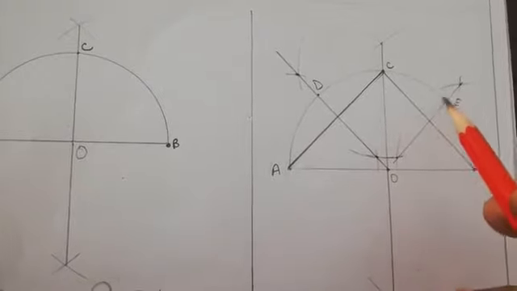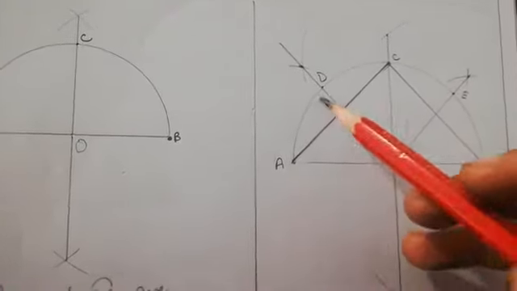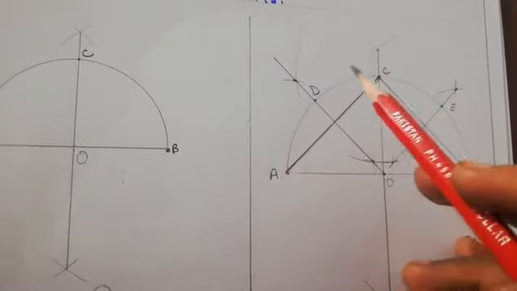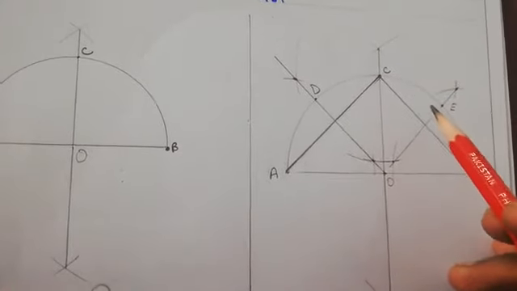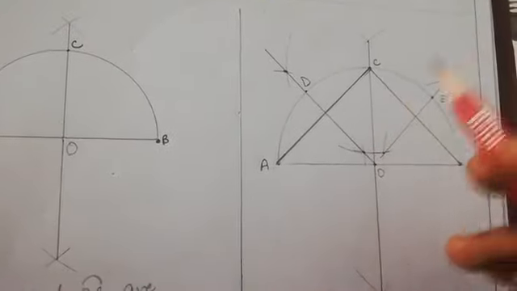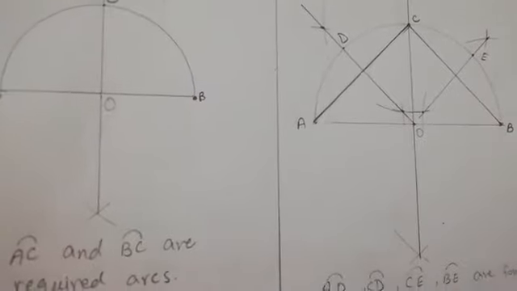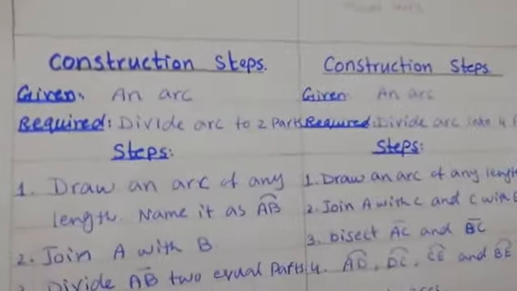And now after getting the perpendicular bisector, we have the four equal parts of the arc. This is arc AD, this is arc DE, this is DC, this is CE, and this is EB or BE. But these four arcs are actually the required arcs which are equal in length. After drawing this, you will write the construction steps like this.